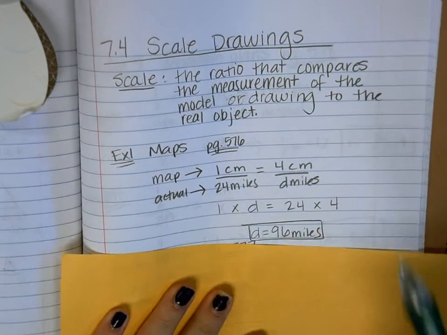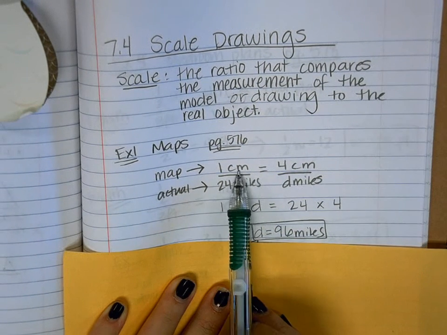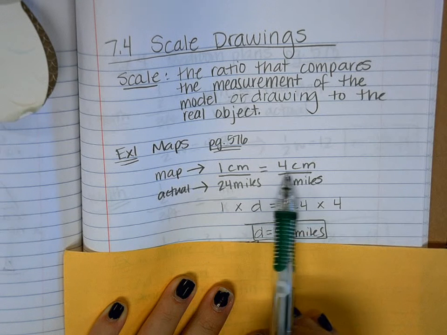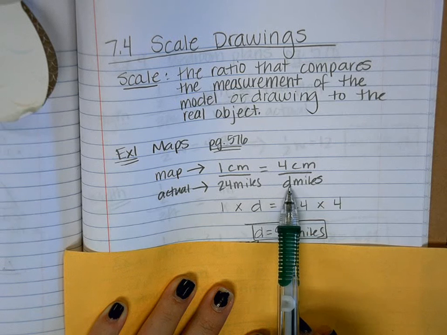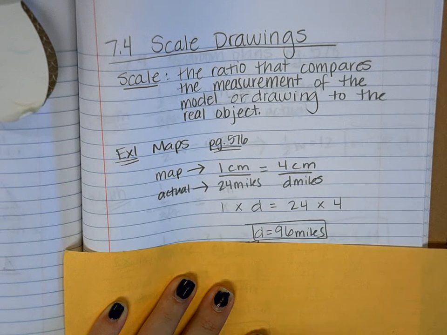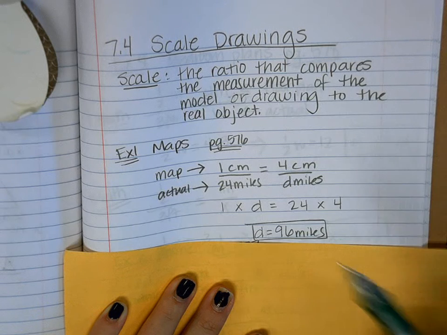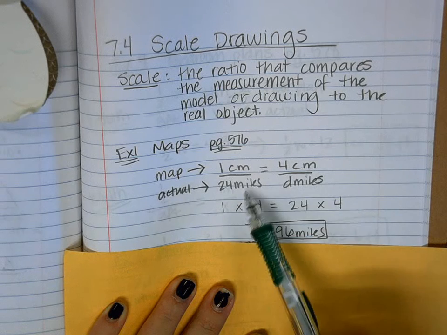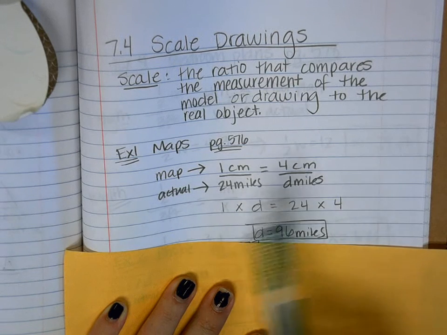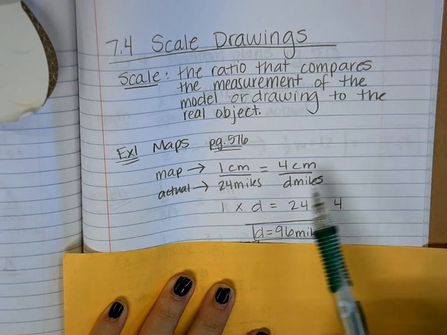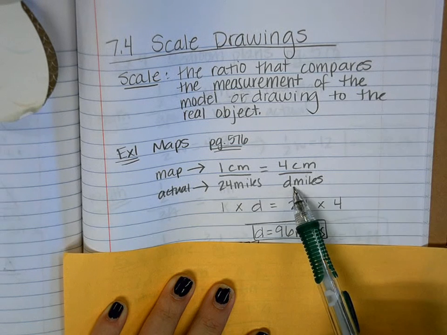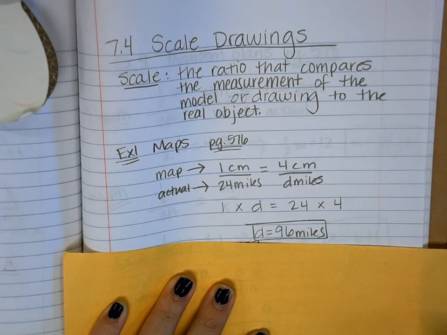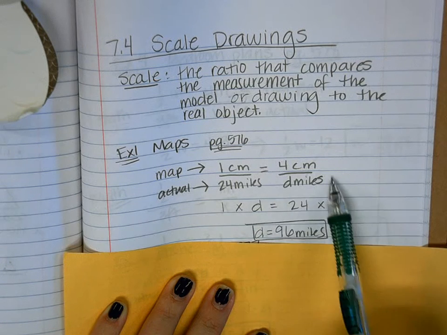So what they did was they said, okay, the map is 1 centimeter, right, is 24 miles. And then they said the measurement is 4 centimeters, and I need to figure out D miles, D for distance. So you're going to set these up pretty much the same way. However, this one's pretty easy. We can just multiply by 4. But remember that cross-multiplying divide thing? This is what you did in 6th grade when you set up a lot of proportions. So you would say 1 times D equals 24 times 4. So that's 96 miles.